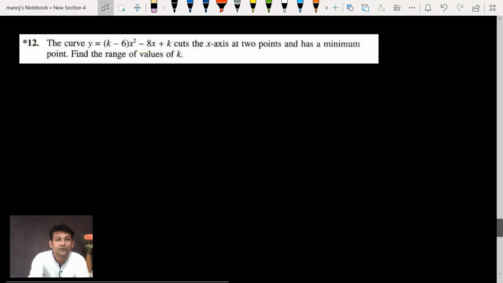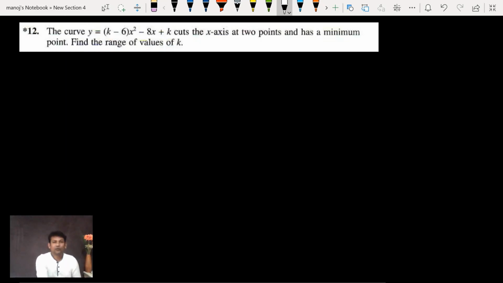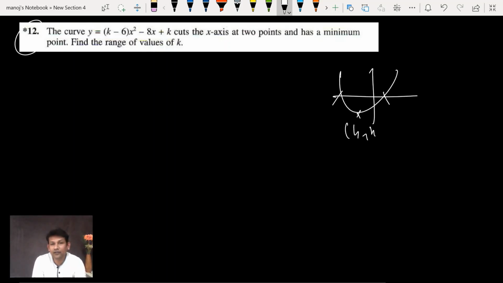Next part, question number 12. We have one question in Add.Math that's more difficult, but this question, I think, is also a difficult question. Let's see, we'll try. The curve cuts the x-axis at 2 points. 2 points means b square minus 4ac is greater than 0. It has a minimum point. Minimum point means your turning point h, k, and that means your x square coefficient a is always positive. This is a very important condition. I have to use it afterwards. Okay, let's see.